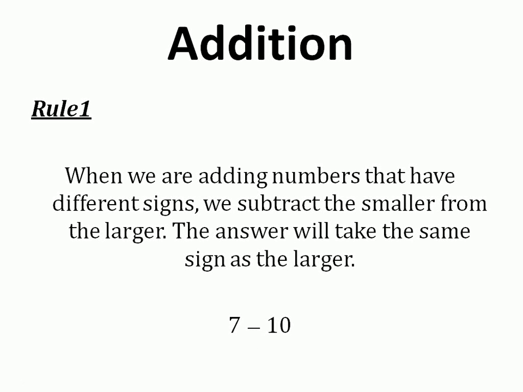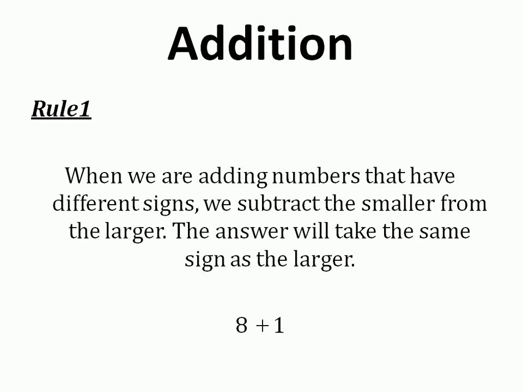Numbers with different signs, we are going to subtract as usual. So when we subtract, the result is 3. We are going to subtract the smaller number, which is 7, from the larger number, which is 10. So that result is 3. However, 10 is the larger number, and it is accompanied by a negative sign. The answer is therefore a negative 3.